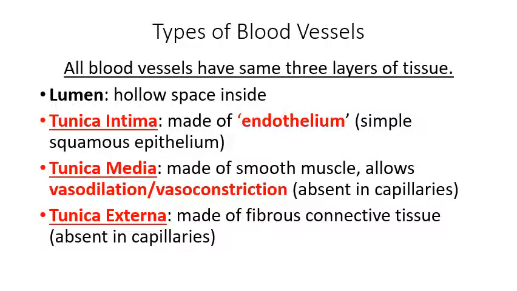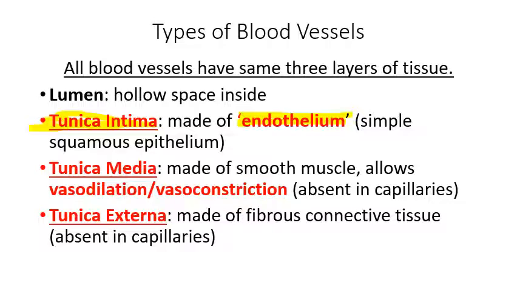All right, so we just learned that all of the blood vessels have the same three layers. They just differ in thickness, right? I just told you what these three layers are made of, but the technical terms for these layers of tissue are as follows. The inner layer that surrounds the lumen is made of the tissue called the endothelium, and the layer of that tissue itself is referred to as the tunica intima.